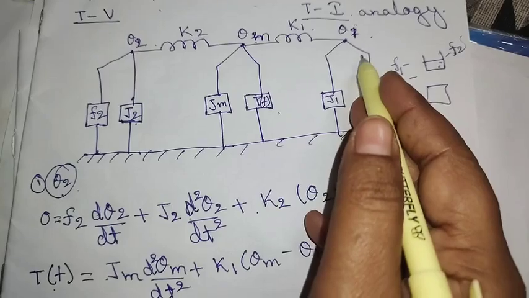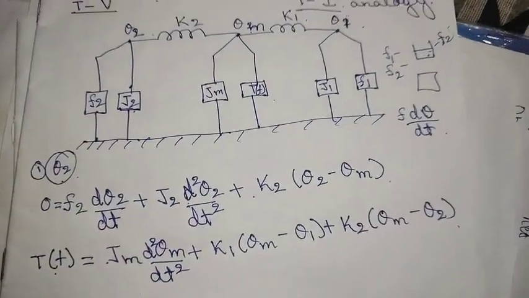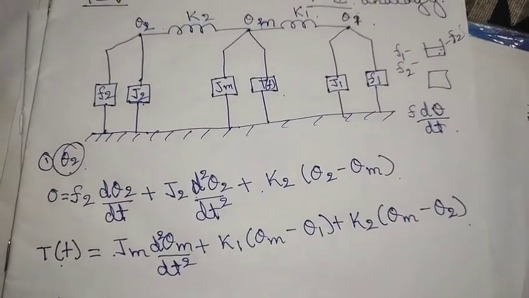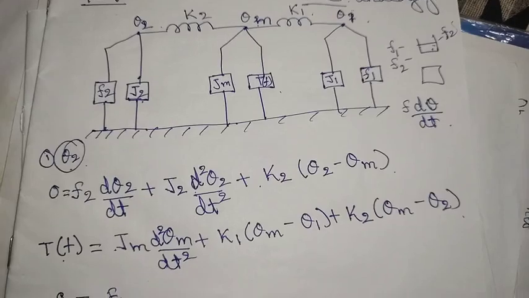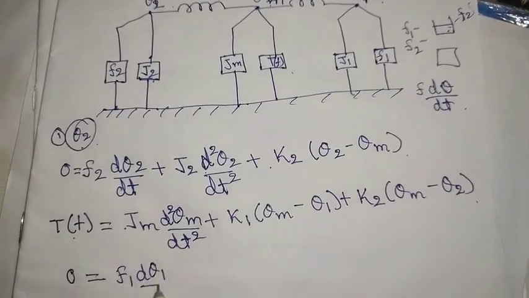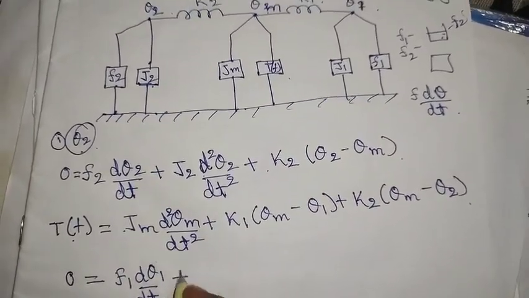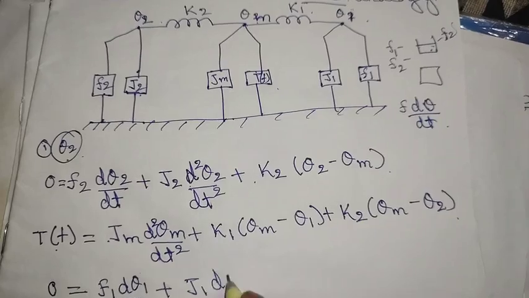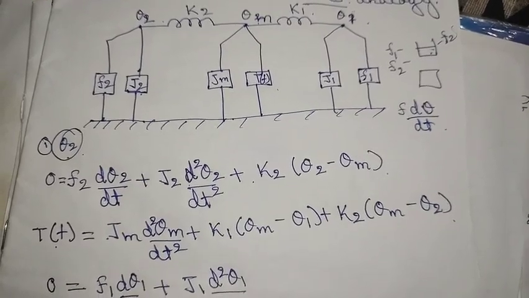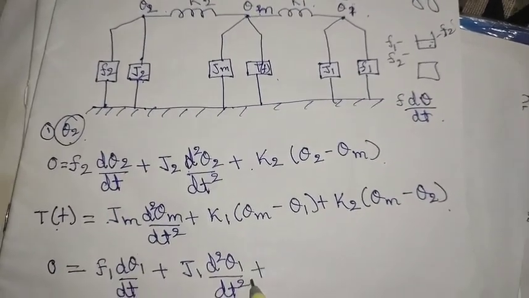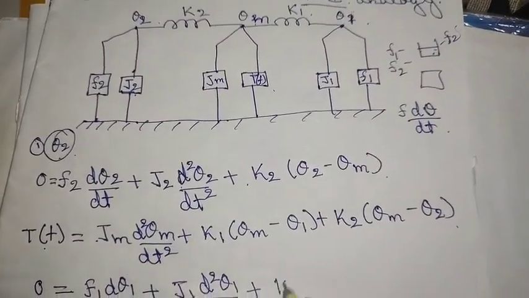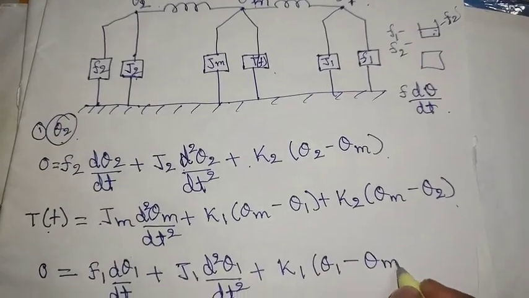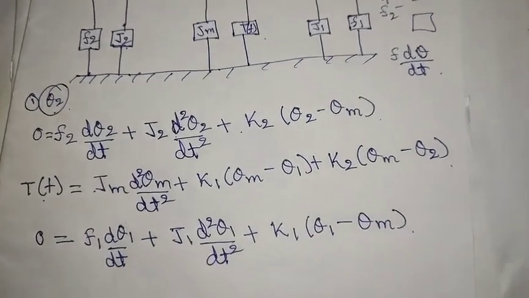Next, the equation with respect to theta 1. Do we have a torque? No torque is there. So write 0 is equal to, the friction is there, so F1 d theta 1 divided by dt plus J1 d square theta 1 divided by dt square plus, K1 is connected. So write down K1 theta 1 minus theta m, because we are writing with respect to theta 1.